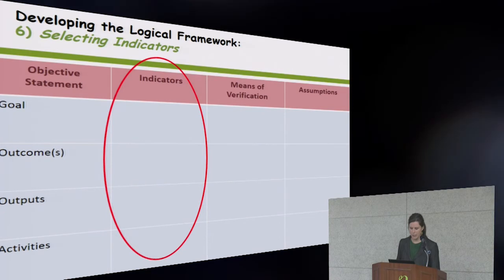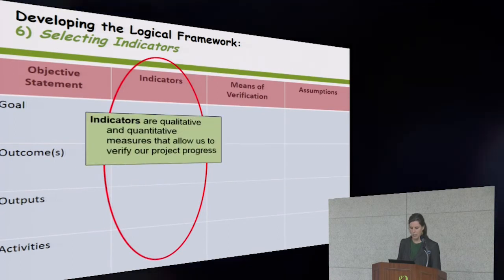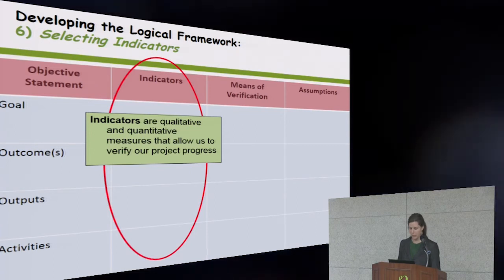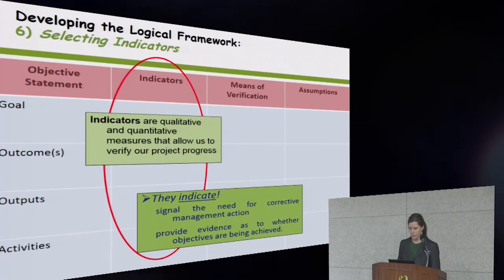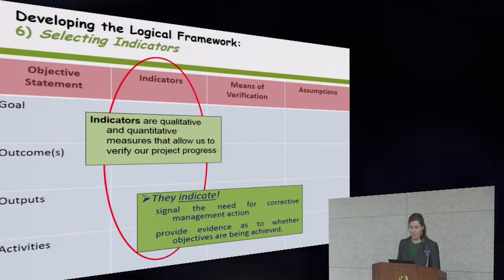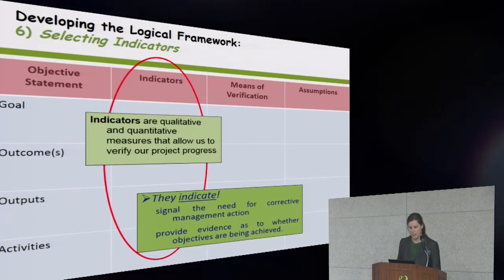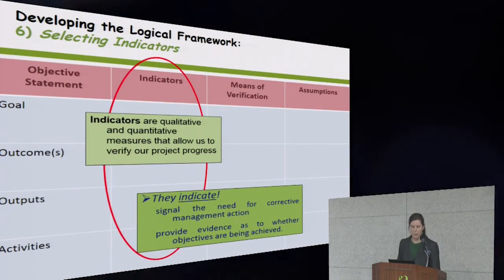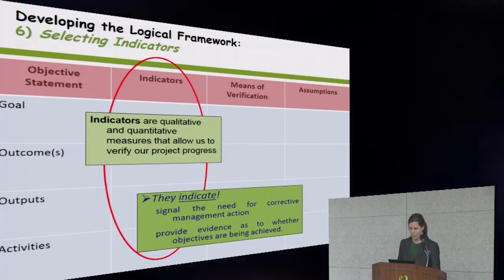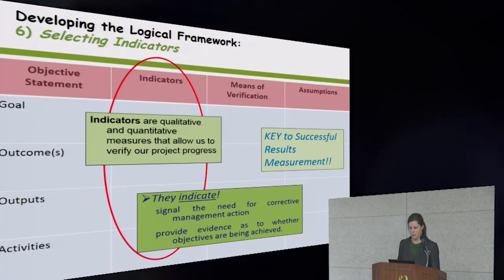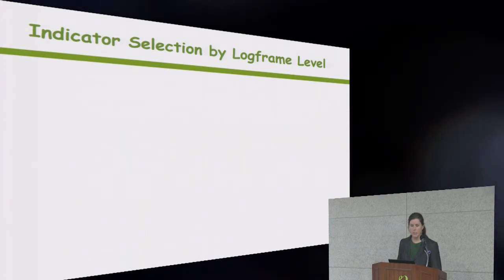And these are our indicators. So indicators are qualitative and quantitative measures that allow us to verify our project progress. Indicators are important because they indicate. They signal the need for corrective management action, and they provide evidence as to whether objectives were achieved or not. So good indicators are the key to successful results measurement. Now, each level of the log frame has different kind of indicators.